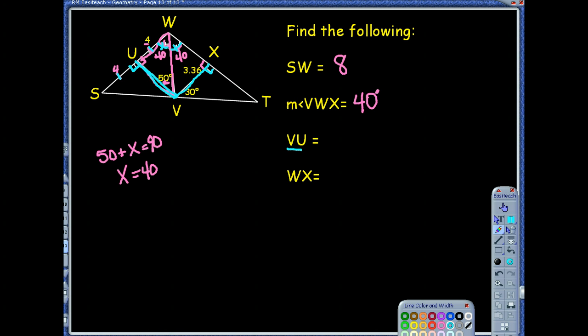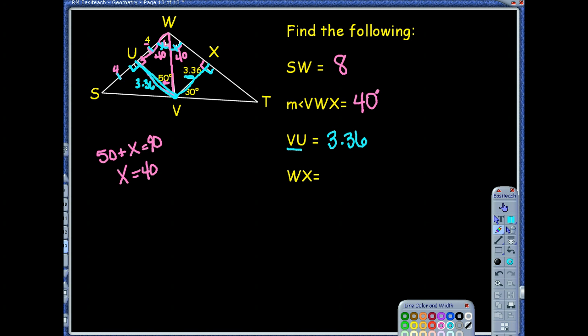So a lot of these are connected somehow. Since V is on the angle bisector, which is WV, it's equidistant to the sides of the angle it's bisecting, which means VU and VX are exactly the same. They already gave us VX, so that means VU is also 3.36. I love how you saw that it was a perpendicular bisector, but it was also an angle bisector. There are a lot of relationships in this triangle, but we really need to look at all the things we know, not just one piece.